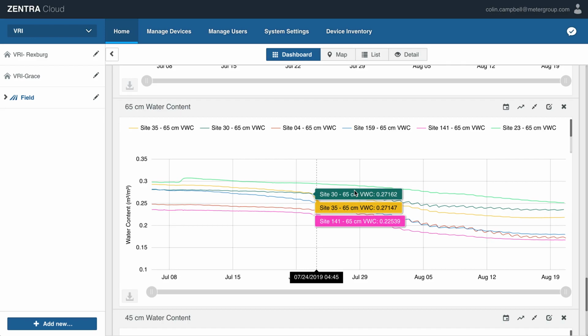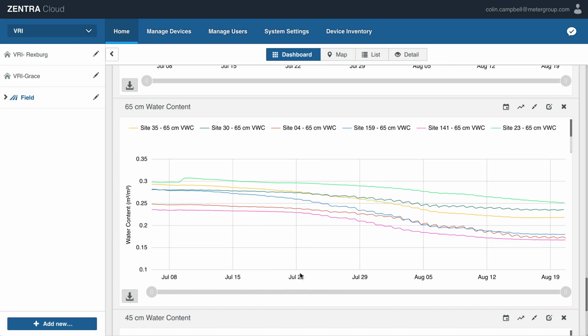But as we get into July, the wheat's reaching maturity, and they essentially are going to cut off the irrigation water here on July 22nd. And so up to July 22nd, there's really not a lot of movement in the water content. We have one of the sites decreasing a little bit, but each line is flat.